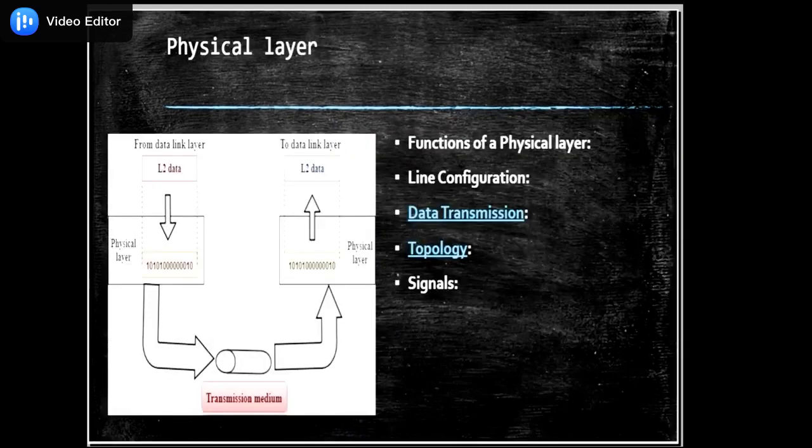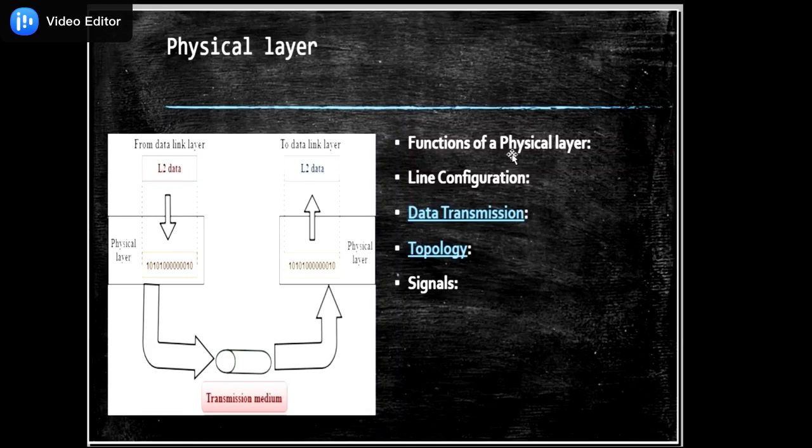Physical layer. The functions of the physical layer are line configuration, data transmission, topology and signals. First, we discuss the physical layer. The main functionality of the physical layer is to transmit individual bits from one node to another node, point to point, and it is the lowest layer of the OSI model. It establishes, maintains and deactivates the physical connection. It specifies the mechanical, electrical and procedural network interface specifications.